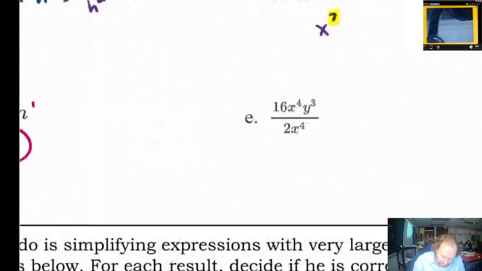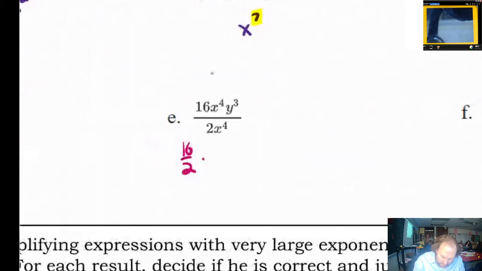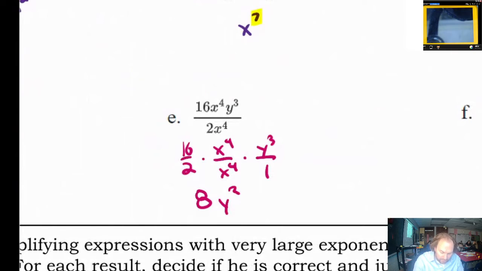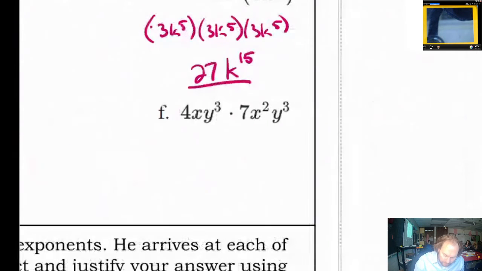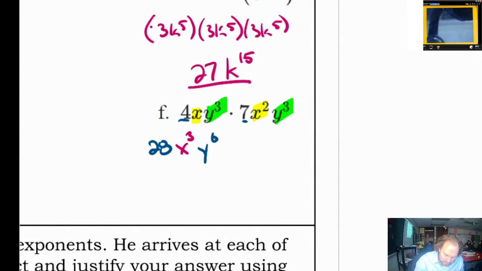Question E, you've got 16 over 2, which is going to be 8, times x to the 4th over x to the 4th, which is going to be 1, and y to the 3rd over 1, which is going to end up being 8y to the 3rd, since 16 divided by 2 is 8, and these guys cancel out. Question F, let's see, 4 times 7 is going to give you the 28 part of the answer. x times x squared is going to be x to the 3rd. And finally, y to the 3rd times y to the 3rd is y to the 6th power.